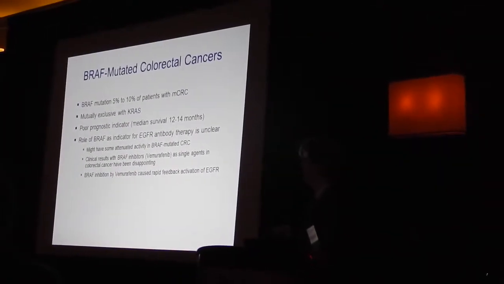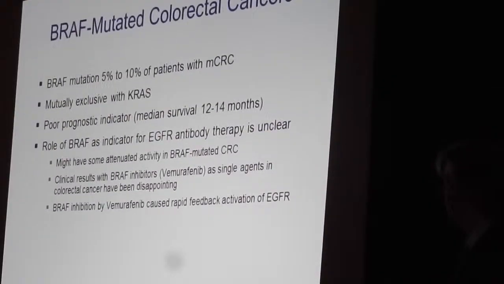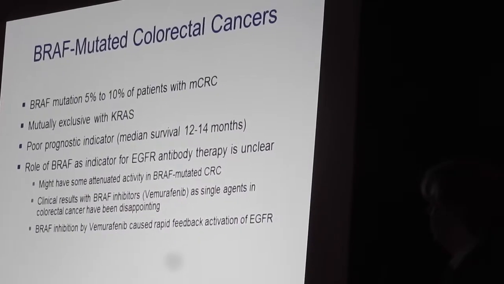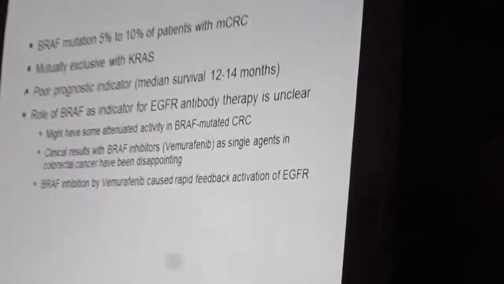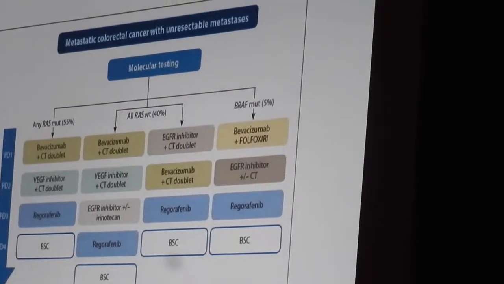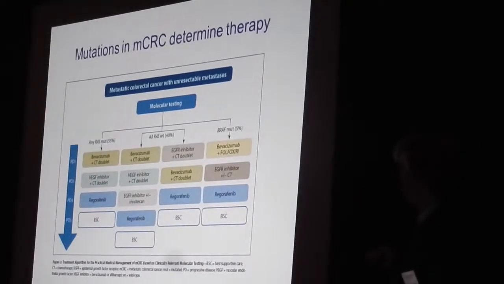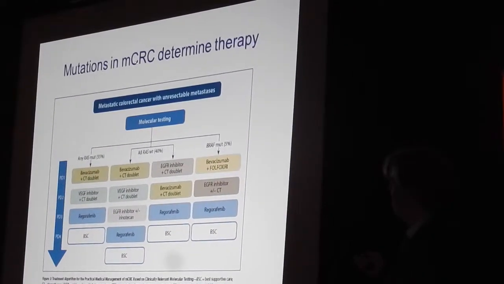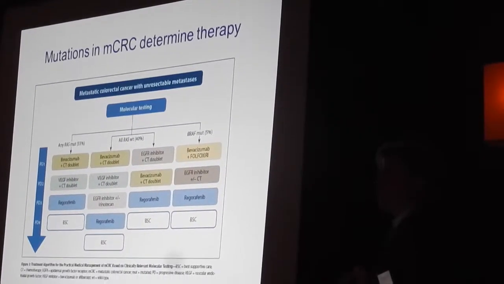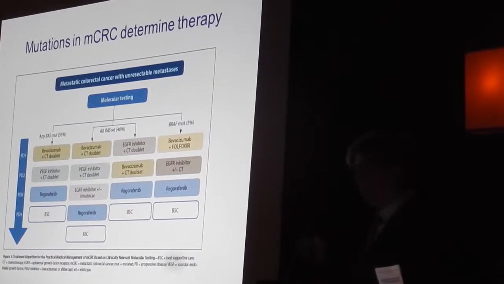People have tried looking at the vemurafenib inhibitor in colon cancer, which is a drug that's normally used in melanoma. Those results have been disappointing. And in fact, when these patients are treated with this drug, there's some evidence that it gives a positive feedback on the EGFR and actually stimulates tumor growth. So ascertaining the BRAF status and the KRAS status in metastatic melanoma is important because there's different treatment arms that may be available to the patient based on the genotype of their tumor. This is described here.